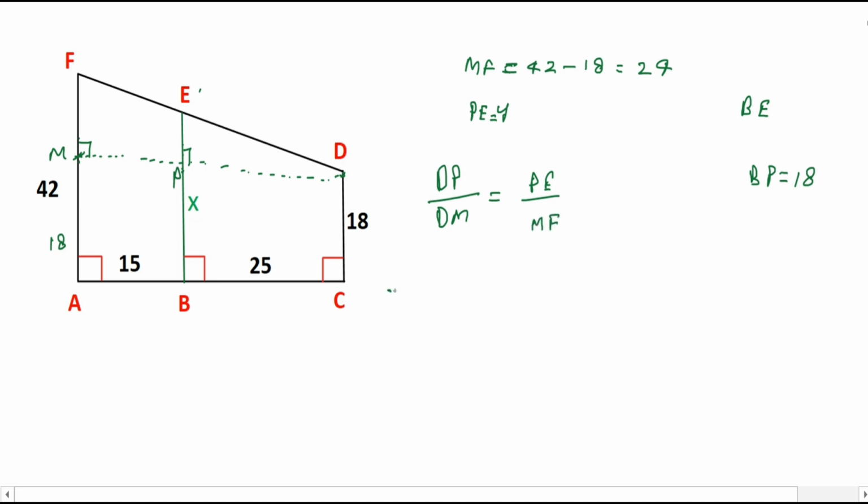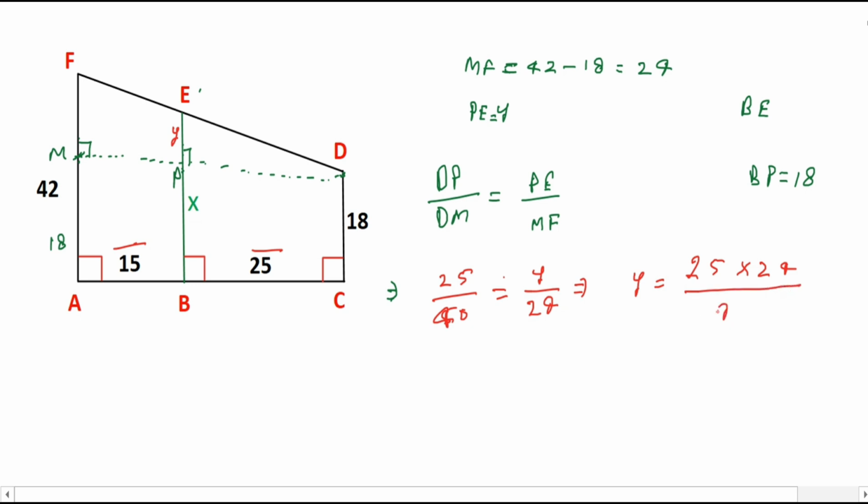So if we put all the known values, from here we will have DP, that is equal to 25, and DM, that is equal to AC, that will be 25 plus 15, that will be 40. So further, PE, we have assumed it as Y, so we will put its value, that is Y, and MF, that is 24. So in this manner, the value of Y will be equal to 25 multiplied by 24 divided by 40.